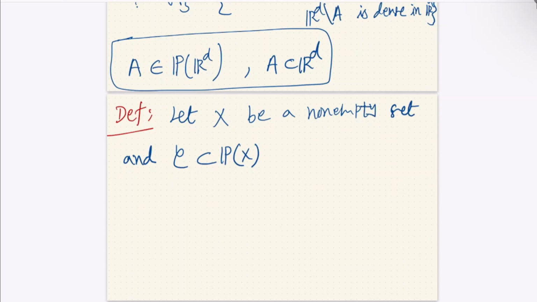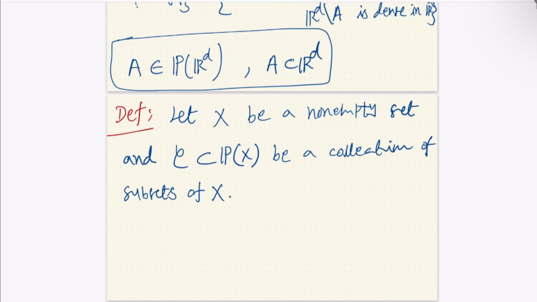Yeah, this is the collection. I'm considering it is from the power set of X. Okay, I will write it up like: let C be a collection of subsets of X, so that you understand. Collection of subsets of X.